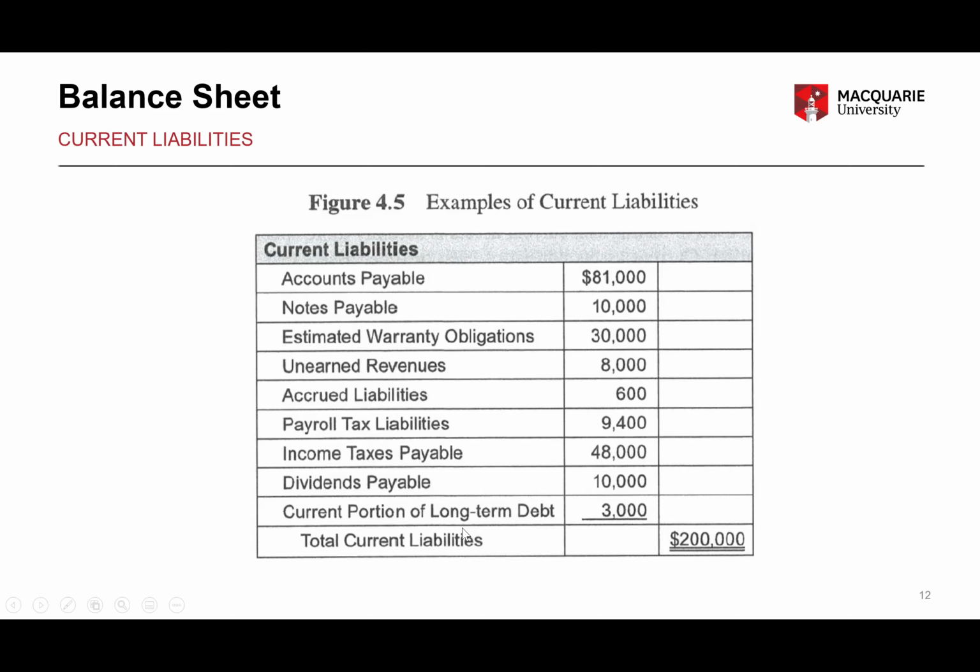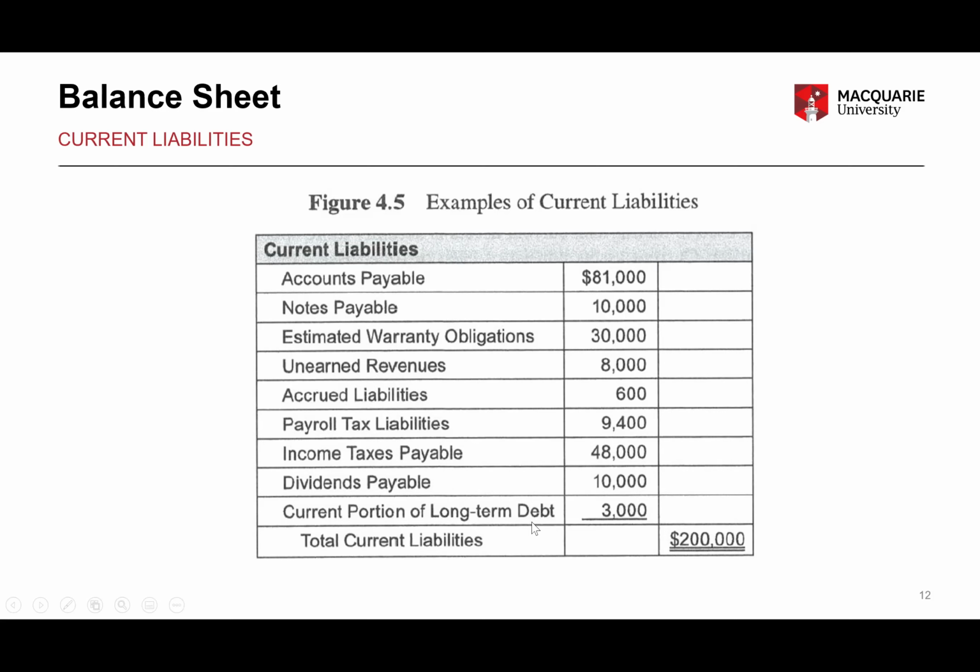Now, an interesting one here is the current portion of long-term debt. So normally we would classify long-term debt as a non-current liability, but if we know what portion of that needs to be paid this year in the next 12 months, then we will separate that out. All right, so we're separating the current portion.